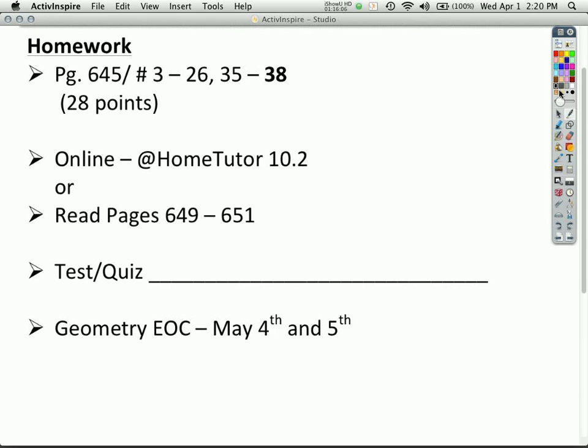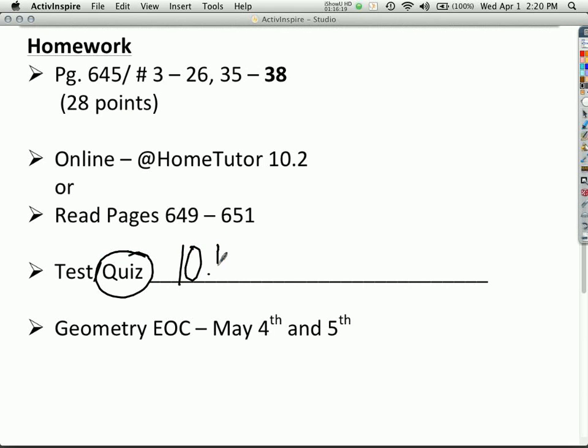Then either do the at-home tutor or read the next section or both. Your EOC is May 4th and May 5th. That's a little over a month from now. And you will have a quiz on 10.1 to 10.4 next week.